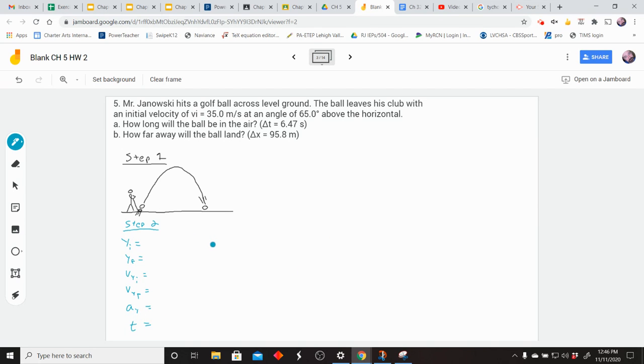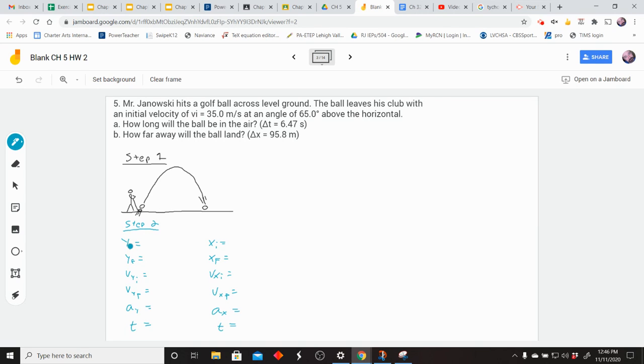My other 6 variables are going to look kind of similar. X initial. X final. Vx initial. Vx final. A sub x. And t. All right. So that's what we've got. Now we've got to fill in all of these things. Oh, there are so many things.